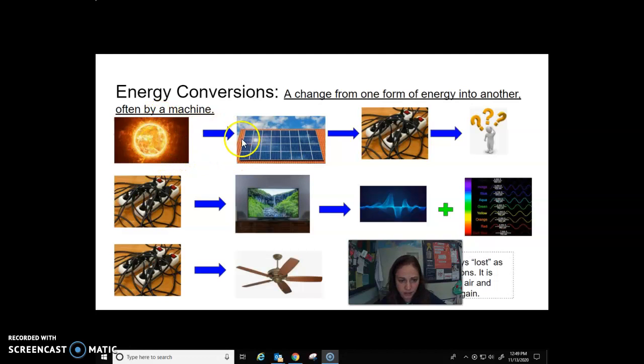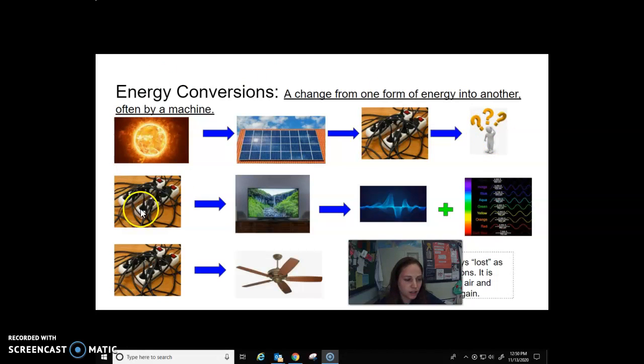The sun hits a solar panel, so we have light energy hitting a machine, which converts it to electrical energy. But once you have electricity, you can make almost any other type of energy. You can plug in your cell phone, you can turn on a blender. That will create motion and noise.